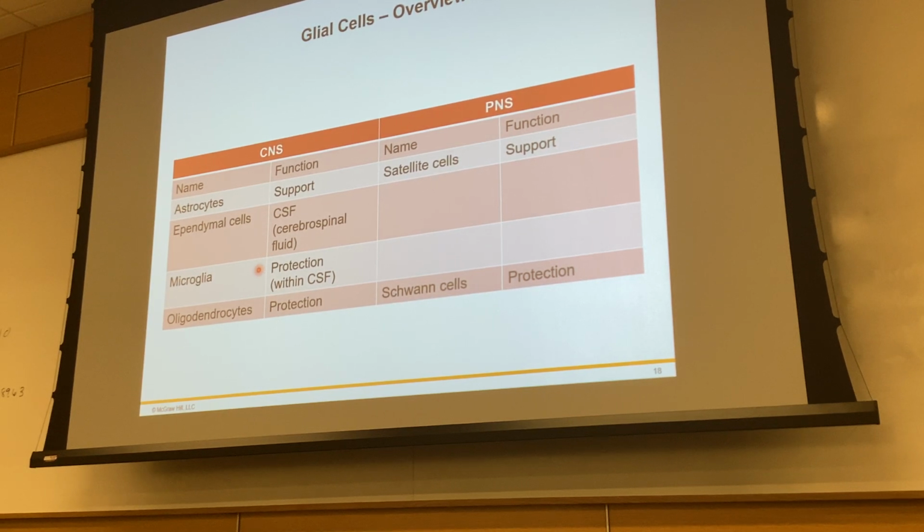And then ependymal cells and microglial cells work together. Ependymal cells produce what's called CSF, or cerebral spinal fluid, and microglia are found within the cerebral spinal fluid, and they are also helping protect. So generally speaking here, when you're talking about support, you're talking about bringing nutrients to the neurons, because these are nutrient hungry cells. They are incredibly oxygen and glucose dependent, and they require it constantly. So they need additional support there.